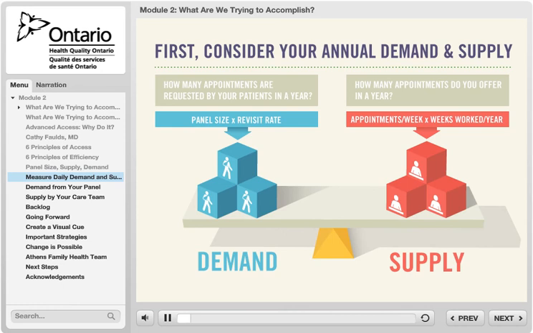Recall the importance of balancing supply and demand. Your panel size or number of patients multiplied by your revisit rate gives you demand, the left side of the equation. Supply on the right is calculated by the number of appointments per week multiplied by weeks you see patients in a year. Now you want to try to measure your demand and supply on a daily basis. Balancing demand for appointments and the supply of appointments on a daily and weekly basis is key to achieving an advanced access working environment. To do this, you must understand your daily demand and supply.